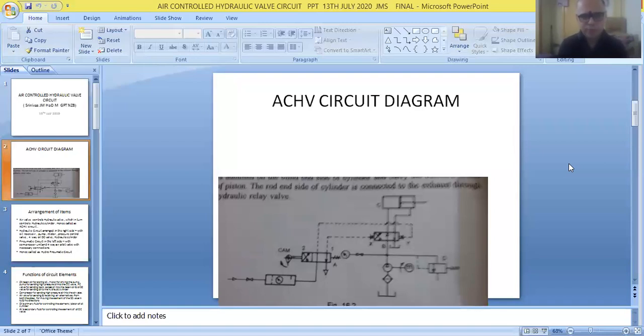So friends, the first position of the air valve and hydraulic valve is ultimately used for performing the forward stroke of the piston, and the second position of the air valve as well as the hydraulic valve is used for performing the return stroke of the piston. This is called one cycle of operation, and these cycles will repeat continuously so long as the circuit is in working condition. So friends, this is about the construction and working of the air controlled hydraulic circuit.